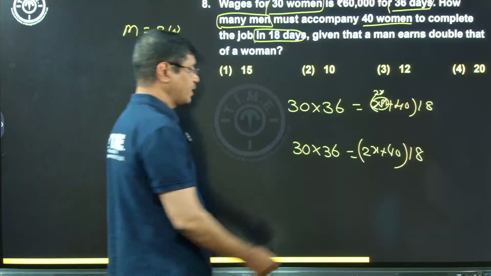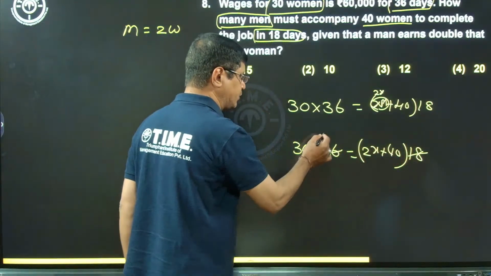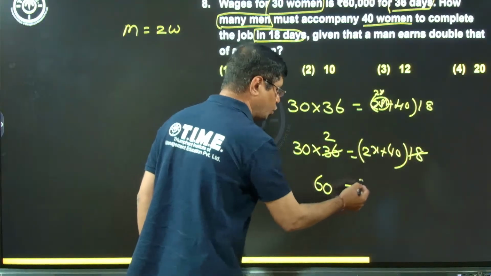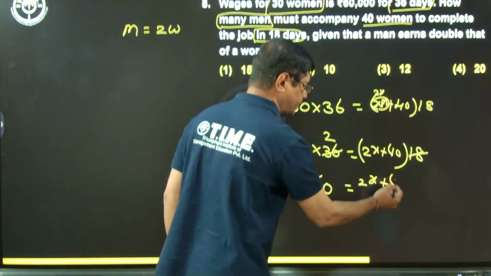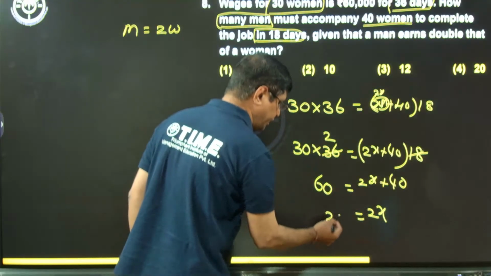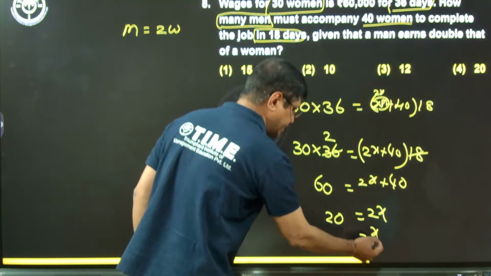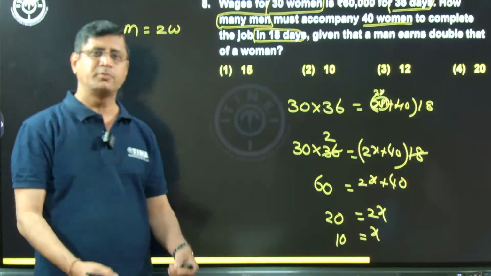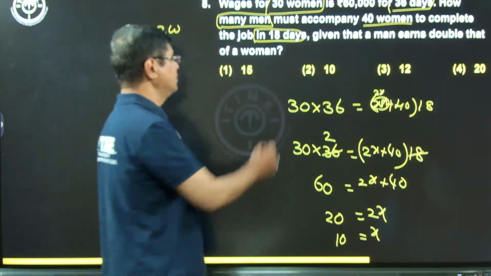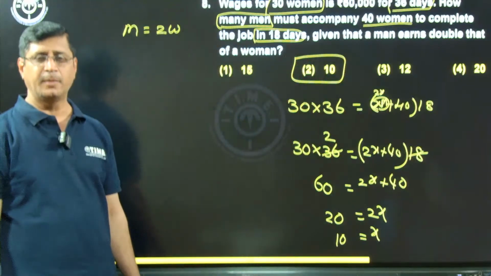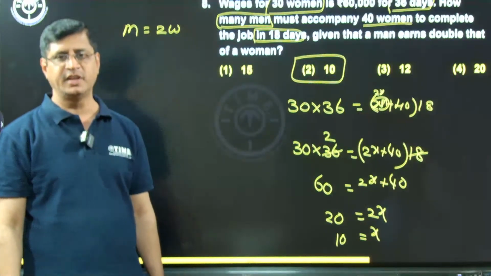Simplify. 18, exactly 2 times here. Solving this, 60 is equal to 2X plus 40. The value of 2X is equal to 20. By taking numbers on one side, variables on the other side, then simplify, you will get the value of X, that is the number of men. So how many men here? The number of men is equal to 10. Right choice, option 2. The second choice is the right answer.